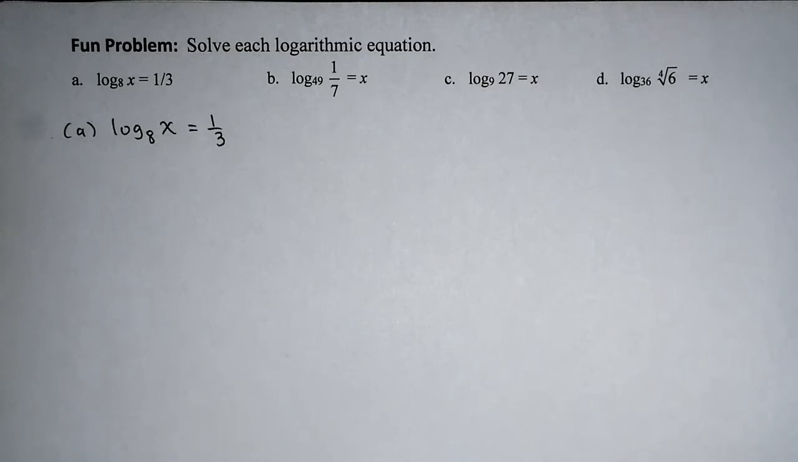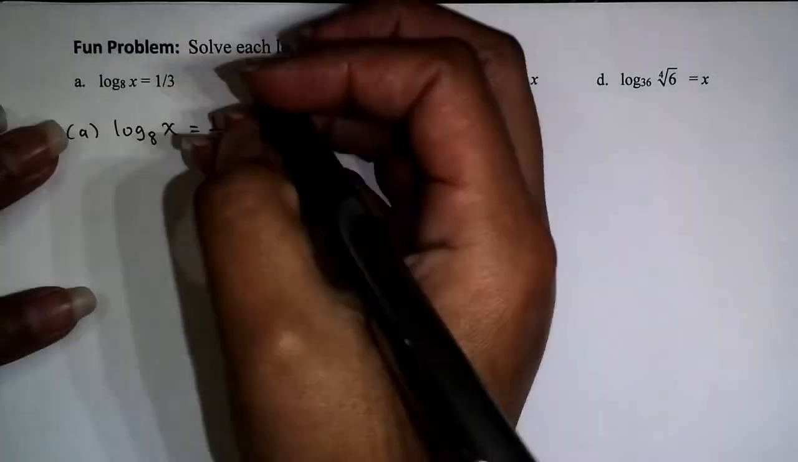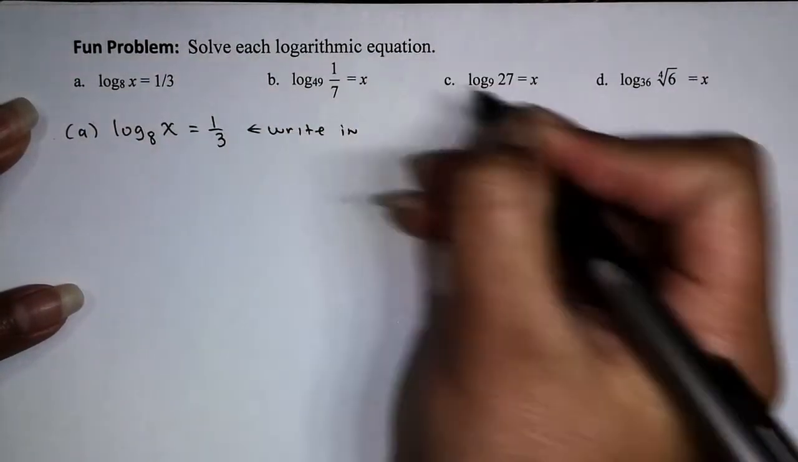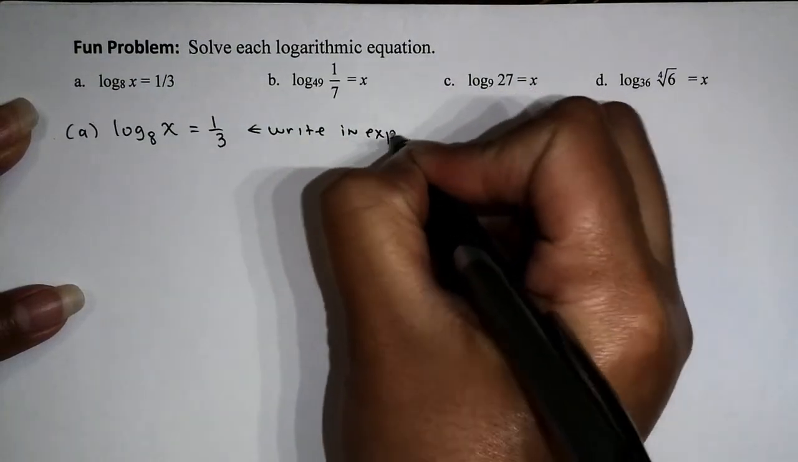So problem A, we have logarithm base 8 of x equals 1/3. So the question is, how are we going to solve this? Our first goal, because we only have one logarithm, is to take our time and write this in exponential form. So let me go ahead and speak to myself: write in exponential form.